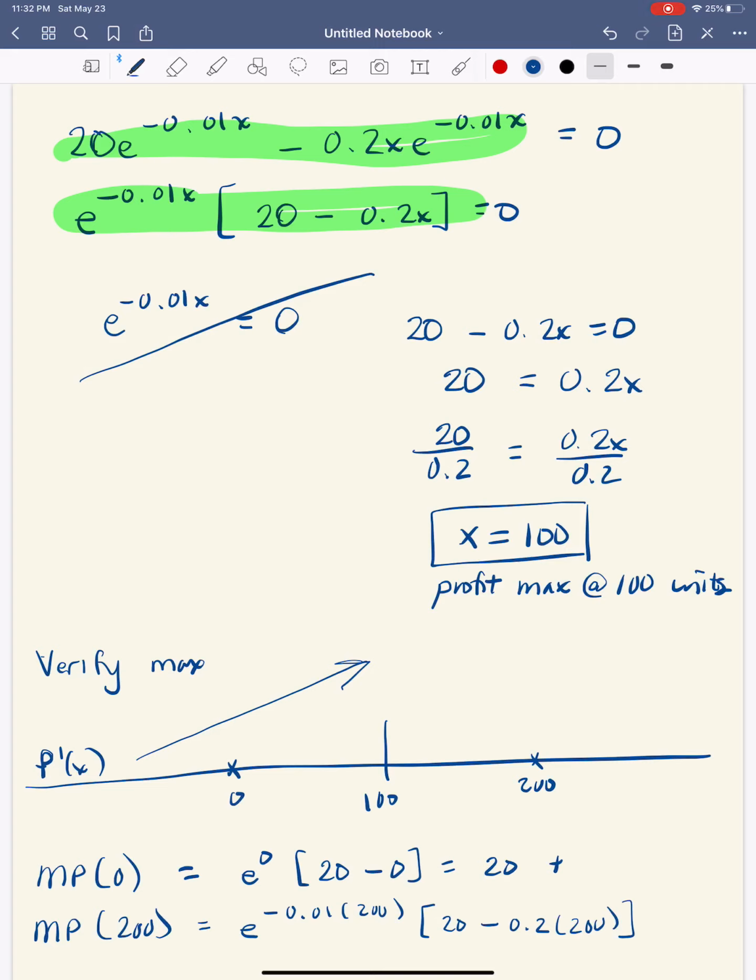Now, if we calculate this out, let's just think about this. This inside parentheses actually tells a story. This is 20 minus 40, which is a negative 20. And this quantity right here is positive. So that means that whole thing is negative. I urge you to check that with a calculator just to double check. But that does tell us that it is decreasing at 200, which means it's decreasing to the right of 100. And that also means, guess what? We have a maximum profit at 100 units. So that's wonderful news, okay?